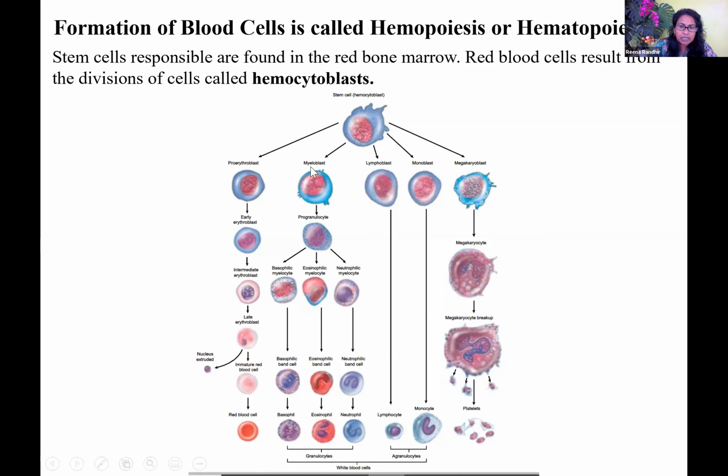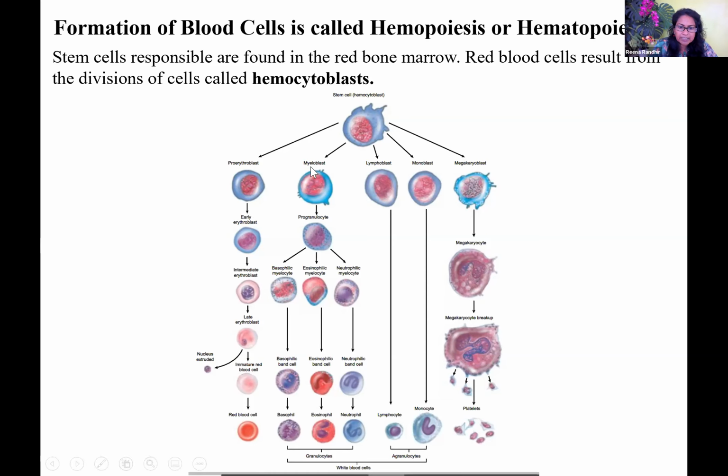It can differentiate to myeloblast, and that becomes all the white blood cells, which are called granulocytes. They have these granules of enzymes in them, and they stain like granules. That's why they're called granulocytes. So the myeloblast takes this lineage.